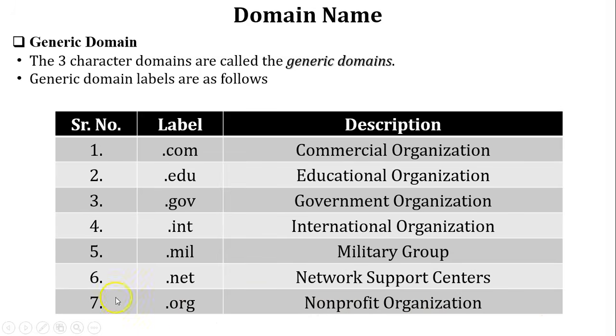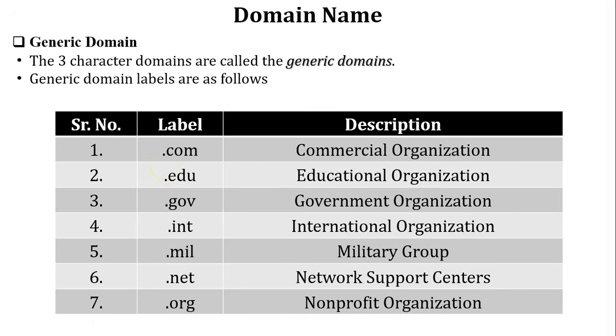So here are some examples of the generic domains. Also, many more generic domains are available in the DNS. And we all know that our website ends with these particular labels. If this kind of label is present in our website, it means our website belongs to the generic domain.